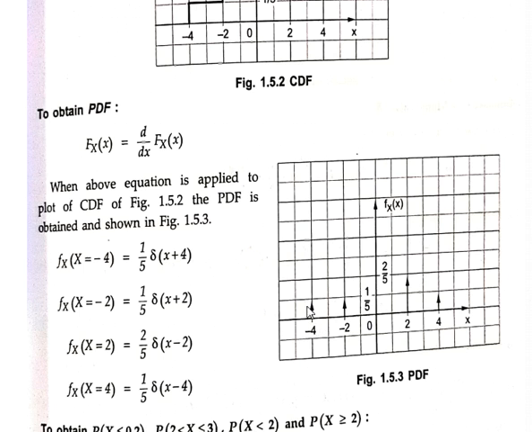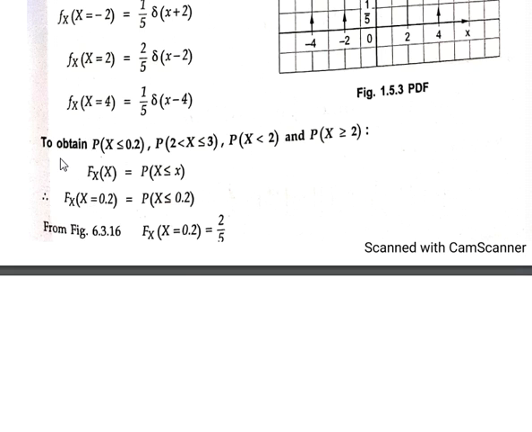Just by looking at this one, the amplitude is 1 by 5 and the position is -4, which makes it del of x plus 4 because it is on the left side. Similarly, x plus 2 for this. Its amplitude is 2 by 5, so del of x minus 2. So in this fashion, we'll write this.